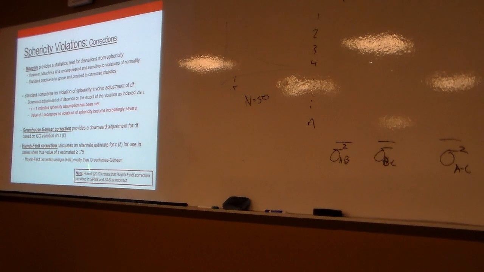Also, the Huynh-Feldt correction in SPSS and SAS isn't corrected in any way, so all the more reason not to go through and utilize that correction. Or if you do, just make sure that you hand calculate it, because the one that SPSS is giving you isn't any good.